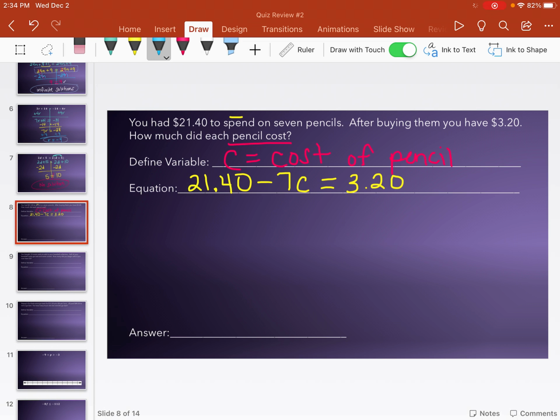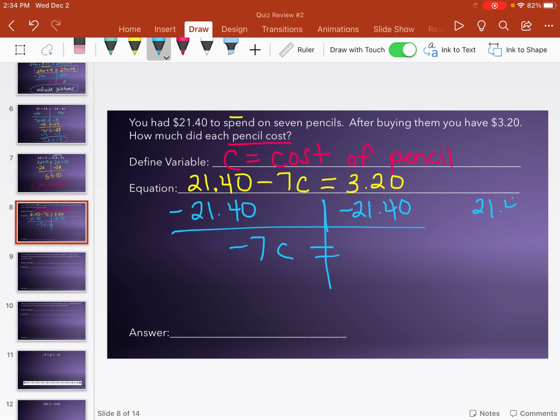Then I can solve the problem. So I'm going to subtract 21.40 since it was a positive. And let's see, I get negative 7C equals, I'm going to just do this off to the side real quick, 21.40 minus 3.20, and borrow, I get $18.20, negative 18.2.